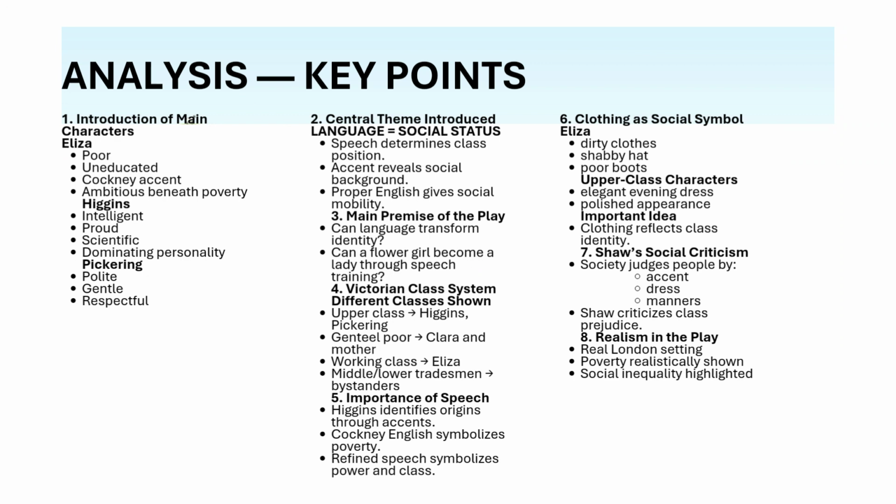Clara and Mrs. Ainsford Hill represent the respectable but financially struggling middle class, often called the genteel poor. Eliza represents the working class, while the bystanders and street people represent the lower and middle tradesmen of London. By placing all these classes together under the church portico, Shaw creates a miniature version of English society.